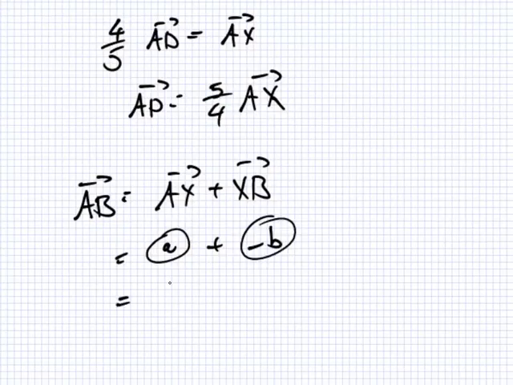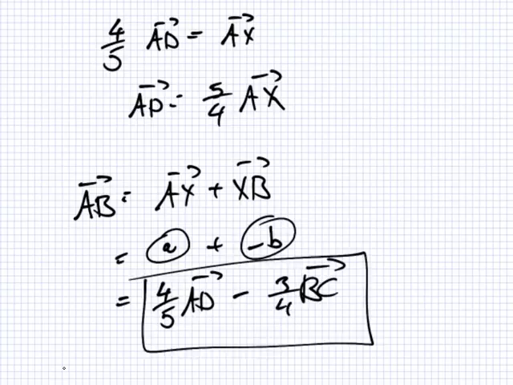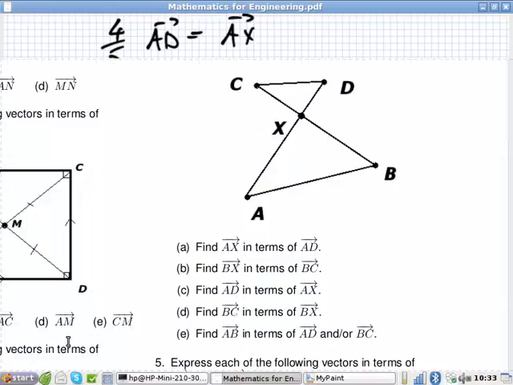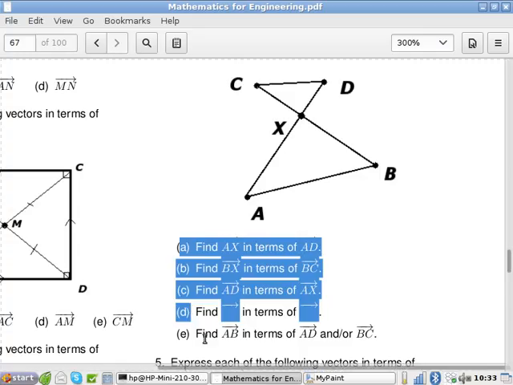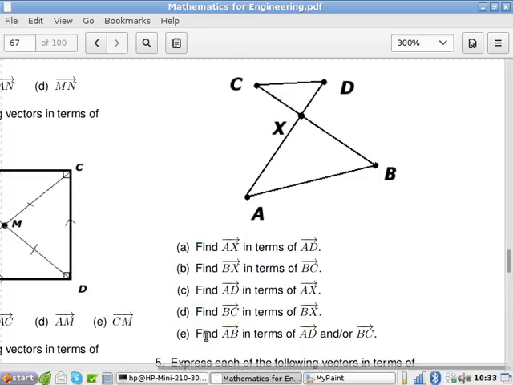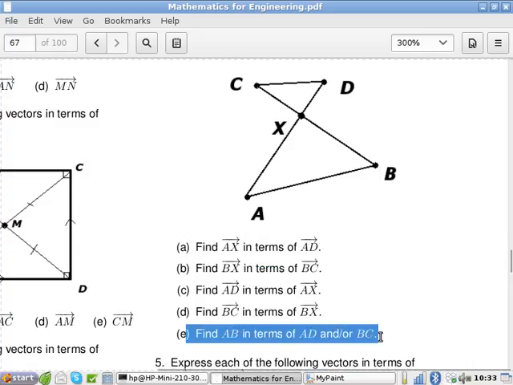Okay, what was your answer for A? 4 over 5 AD. And the answer for B, 3 over 4 BC. Now, do you get what I'm saying? There's no way you would have been able to get that from just looking at the picture. That's the reason I gave you these parts, to help you think about how to get the last one. It's because I had you do this first that made this last one a bit easier.